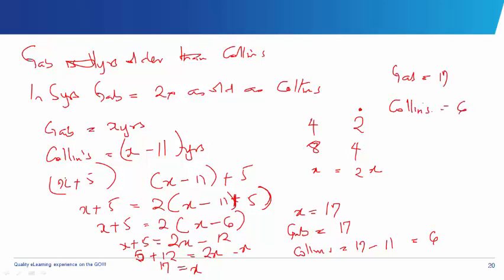Now let's confirm if we are right. In 5 years' time, Gabriel will be 17 plus 5, which is 22, and Collins will be 11. So Gabriel is now twice as old as Collins. Therefore this is correct and is our final answer. Now click on Start Quiz and answer all the questions following.